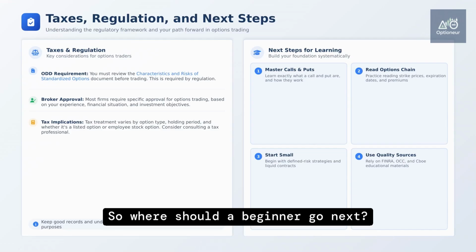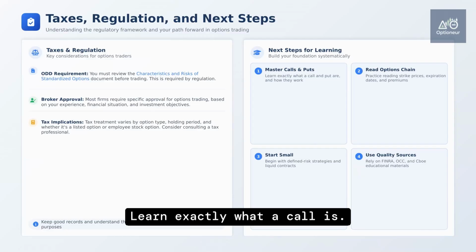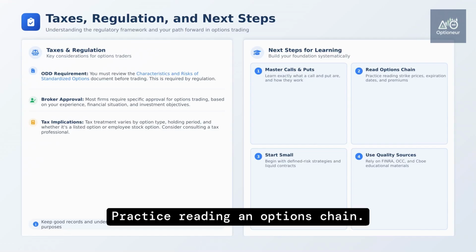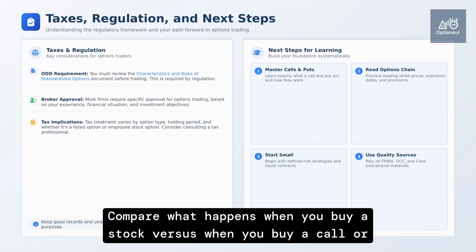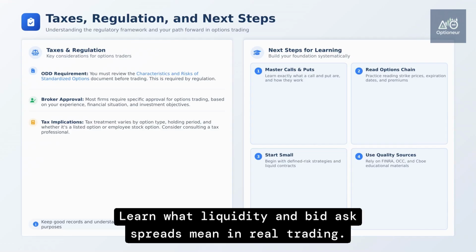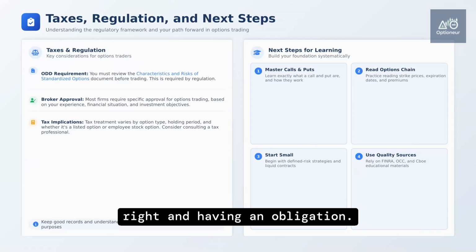So where should a beginner go next? The best next step is not to rush into advanced strategies. Start small, conceptually. Learn exactly what a call is. Learn exactly what a put is. Learn how strike price, expiration date, and premium work together. Practice reading an options chain. Compare what happens when you buy a stock versus when you buy a call or a put. Study how time affects option prices. Learn what liquidity and bid-ask spreads mean in real trading. And most importantly, understand the difference between having a right and having an obligation.